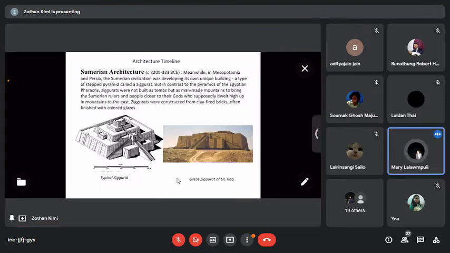Sumerian architecture. Meanwhile, in Mesopotamia and Persia, the Sumerian civilization was developing its own unique building, a type of step pyramid called a ziggurat. But in contrast to the pyramids of the Egyptian pharaohs, ziggurats were not built as tombs but as man-made mountains, to bring the Sumerian rulers and people closer to their gods who supposedly dwelt high up in mountains to the east. Ziggurats were constructed from clay-fired bricks, often finished with colored glazes.